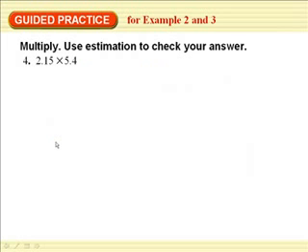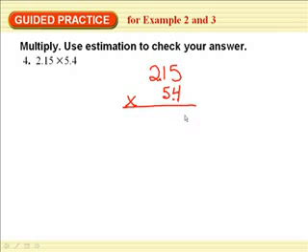Okay, multiply. Use estimation to check your answer. So we're going through and we multiply this one. 215, I would just write it. 215 times 54. And if you need to put the decimals in to remember them, that's totally all right. Just pretend like they're not there right now.